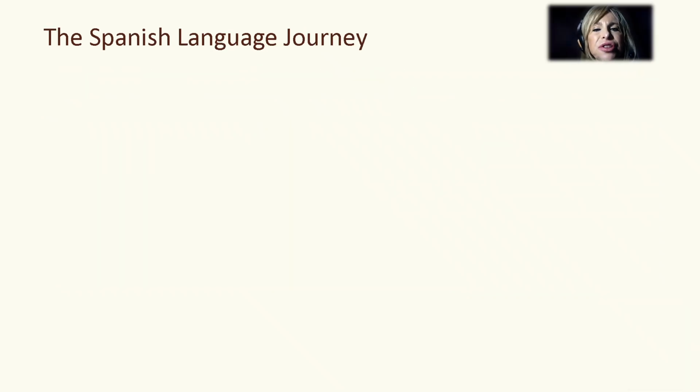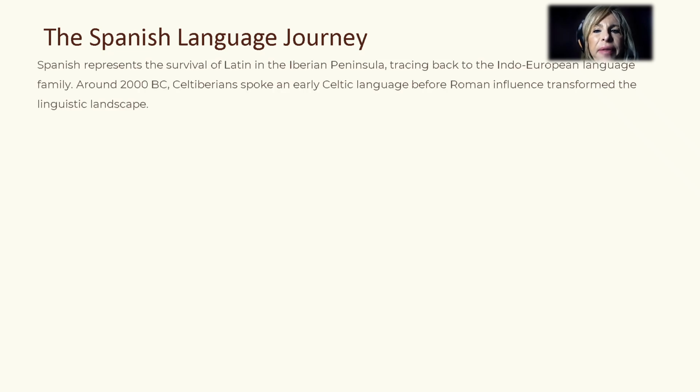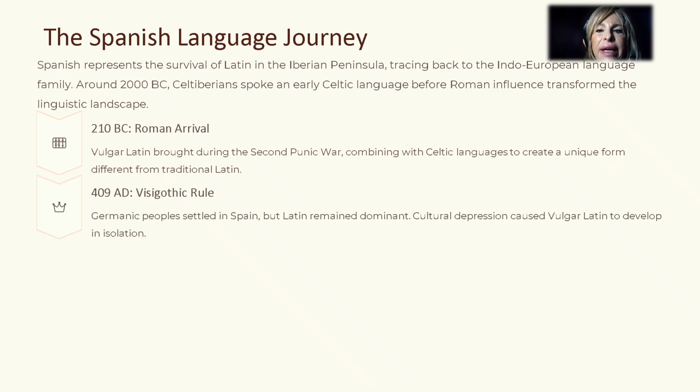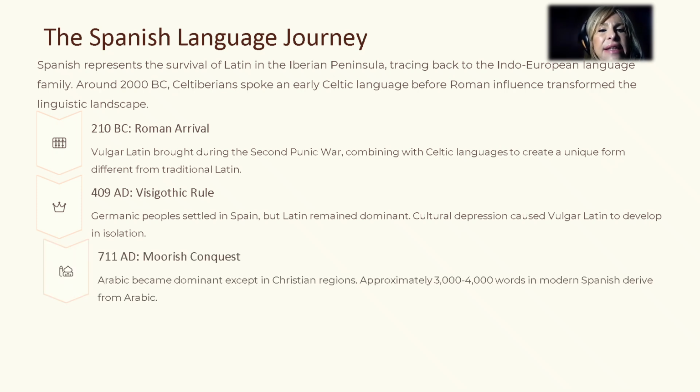The Spanish language journey. Spanish comes from a dialect of spoken Latin brought by the Romans during the Second Punic War, 210 before Christ. After the fall of the Western Roman Empire, Vulgar Latin developed in isolation in the Iberian Peninsula. Germanic people like the Visigoths ruled Spain but kept Latin as the main language. In 711, the Moors conquered the region, and Arabic strongly influenced the vocabulary, adding around 4,000 words.